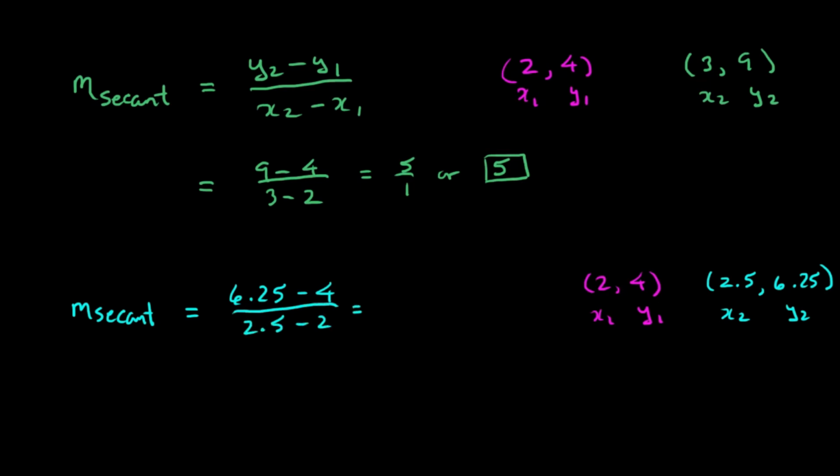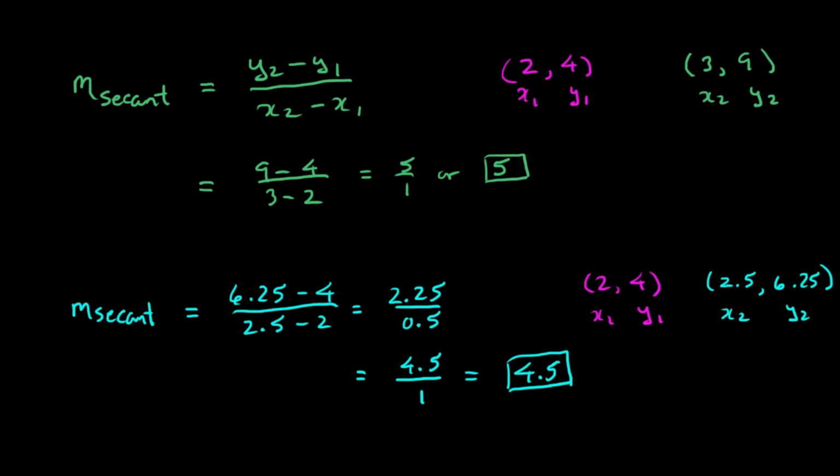And then we'll get what? We'll get 2.25 divided by 0.5. So if I double the top and bottom of this fraction, we can get rid of the decimals. If I times 0.5 by 2, we'll get 1, and if I double the top, we'll get 4.5. So it looks like our next approximation here, and for now let's just call it a secant slope before we move towards our tangent again, has a slope that's 4.5.